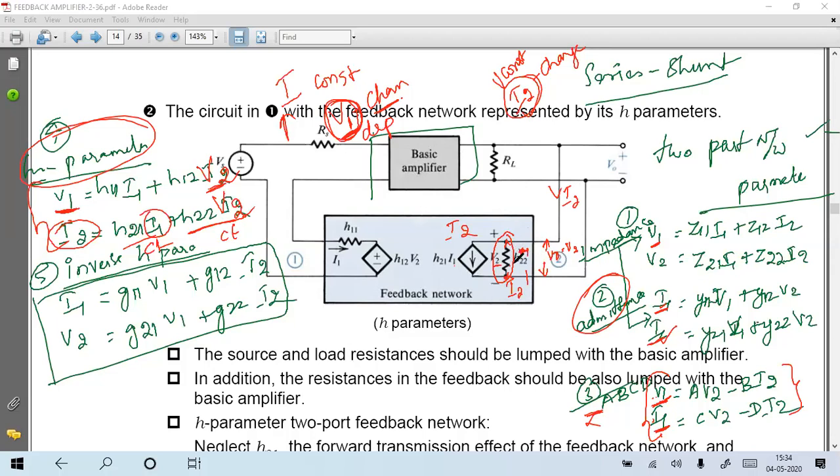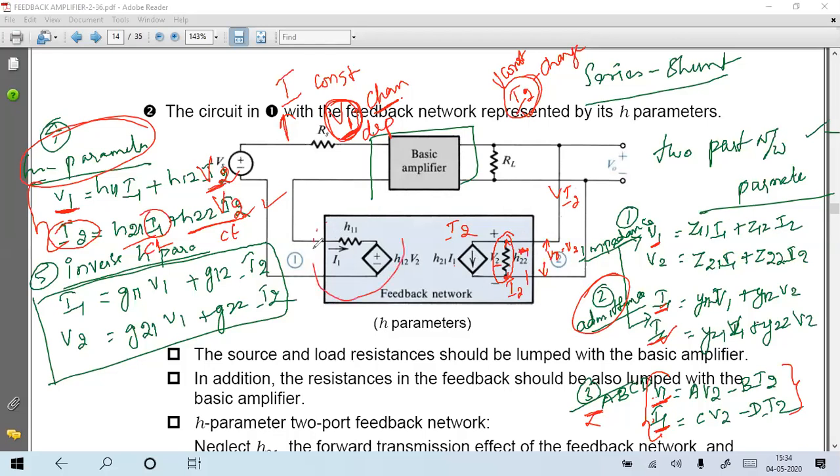parallel voltage is what? V2 plus, parallelly, one more current source is there, that is a dependent current source, that is nothing but H21 I1. If you add the two, I will get I2. So the left hand side is over. So the left hand side, that input side of the two port network, is replaced by the H parameter network. Similarly, sorry, right hand side, that means the output side of the feedback network.